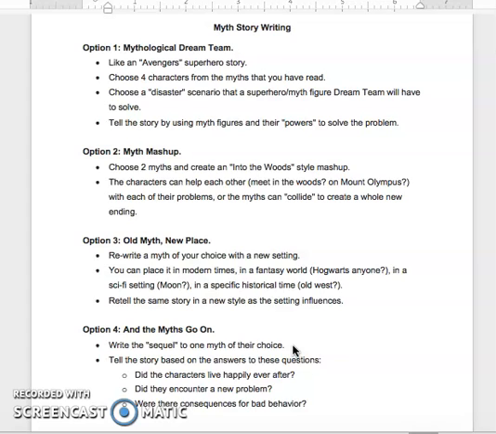Think about your myth reflections and your favorite characters, your favorite myths, and maybe even think about other books that you could incorporate, maybe a fantasy setting, a sci-fi setting. This is the opportunity for you to be creative and really have fun with this.